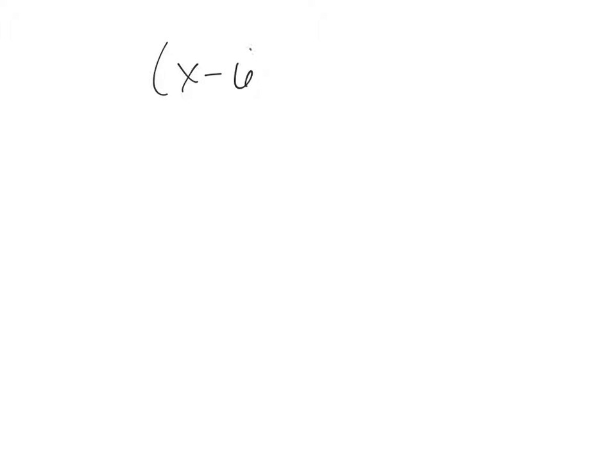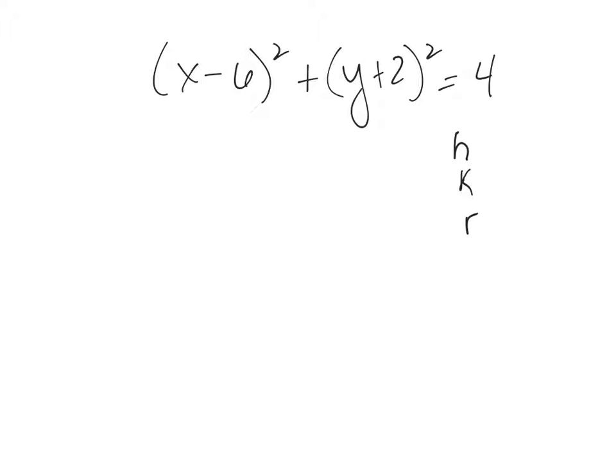(x minus 6) squared plus (y plus 2) squared equals 4. So this is easy. We write our center, which is h, k, and r. Somebody tell me what h, k, and r are.